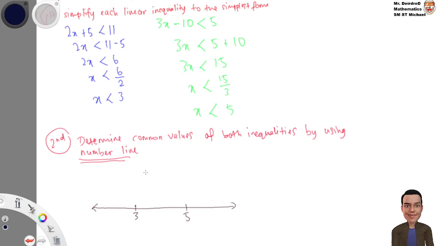If it is less than, then it is a hollow circle, an empty circle. So less than 3, so to the left, x less than 3. And then another one is x less than 5. Same thing, an empty circle.